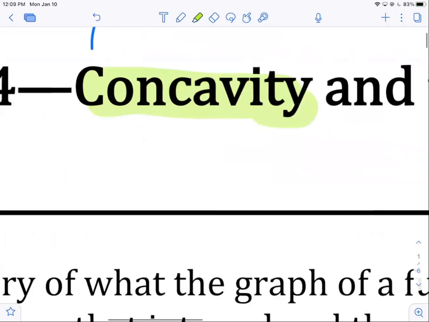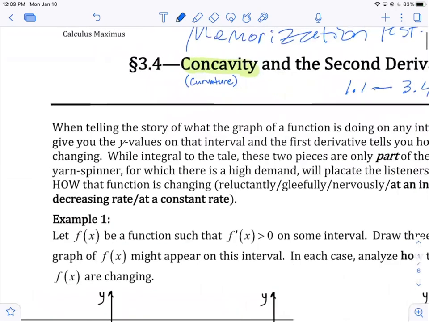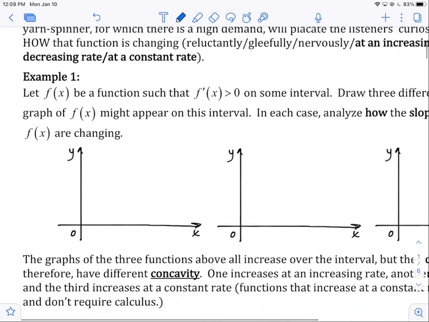So there it is in Cambrian math. Concavity is synonymous with the curvature. It's the curvature of a graph. So if we look at this example 1 right here, let's say we have some function f of x, and let's say that f prime is greater than 0 on some interval. What does that tell us about that function? Not just that the slopes are positive, but that it's increasing. So I have an increasing function on some interval.